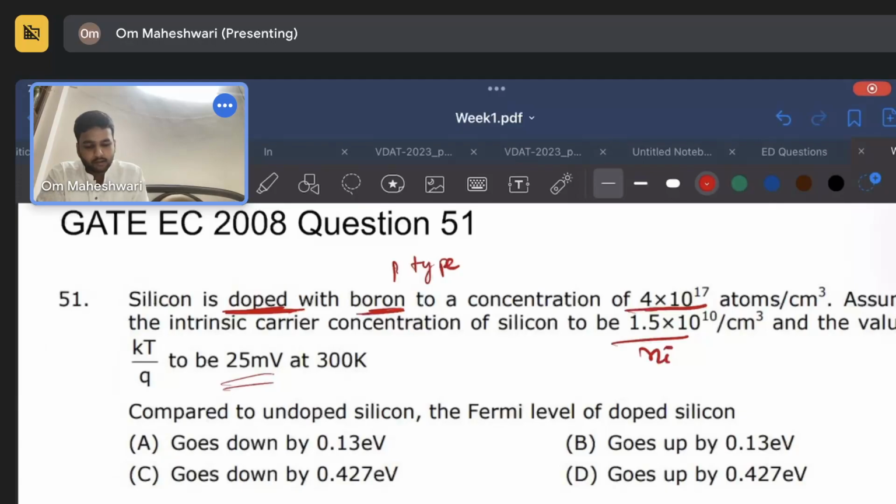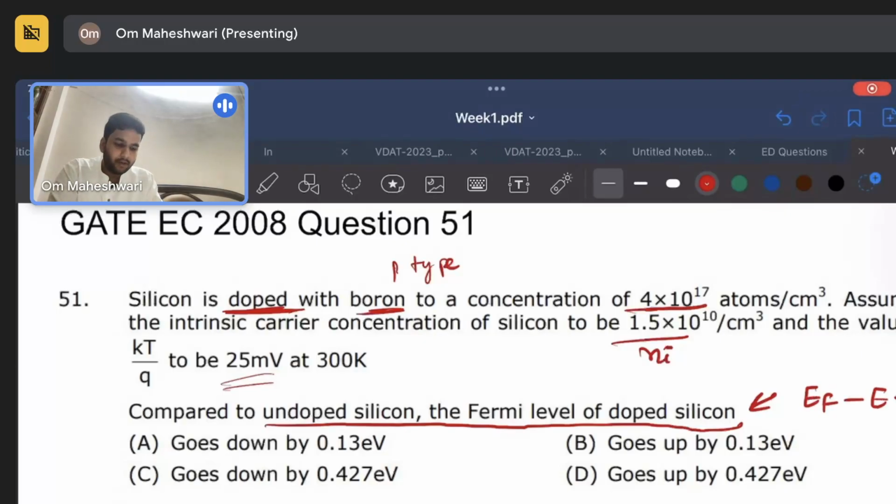so KT is 25 milli electron volts, and doping is given. Na is 4 into 10 to the power 17 per centimeter cube. Ni is 1.5 into 10 to the power 10. Compared to undoped silicon, the Fermi level of doped silicon goes by what? So they are again asking EF minus EI. Similar question to the previous one, but now doped.